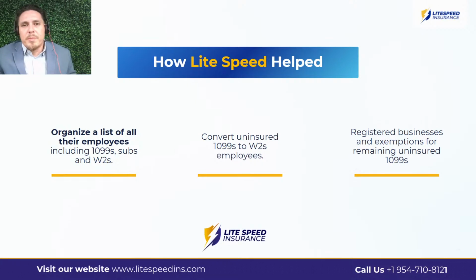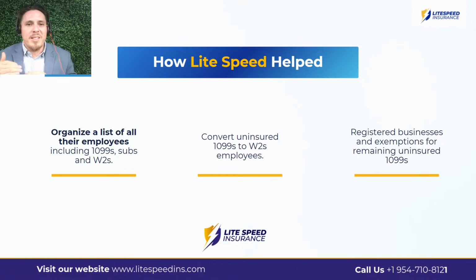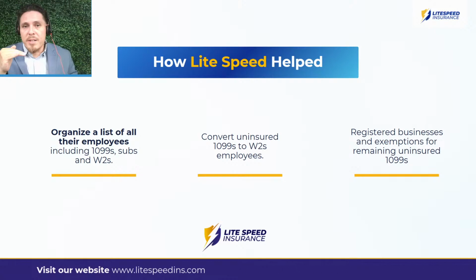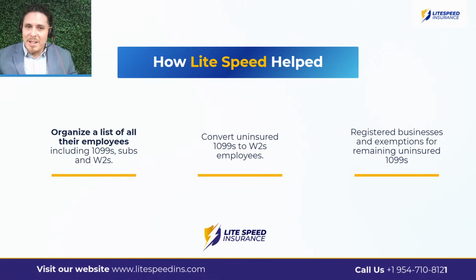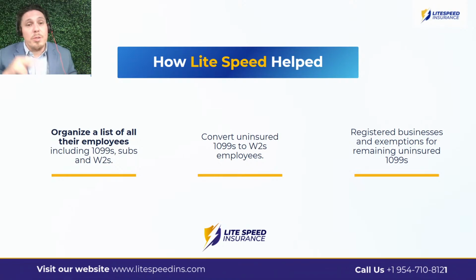So how did Lightspeed help? First and foremost, we gave them the subcontractor tracking template to organize the list of employees. You're going to see that's very common with us, that subcontracting template. It's just such a critical starting point that allows us to strategize and know what to do next. So for example, if we have W-2 employees, subcontractors and a bunch of 1099s, the next step is we're going to convert the uninsured 1099s either to a W-2 or we're going to help them register the business and file an exemption so they can be truly classified as a subcontractor.